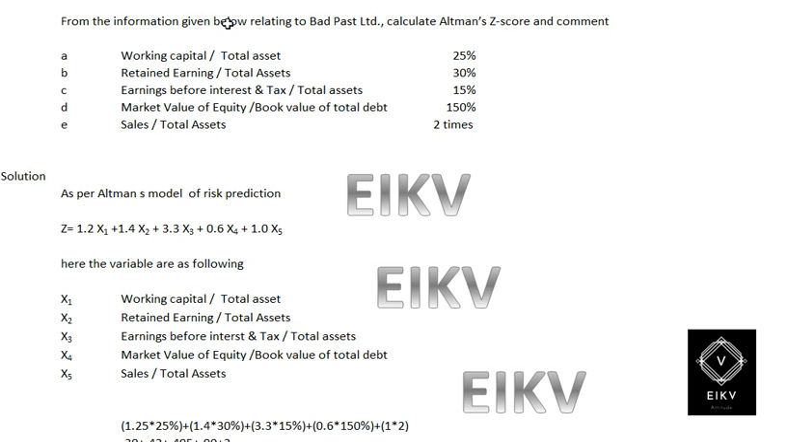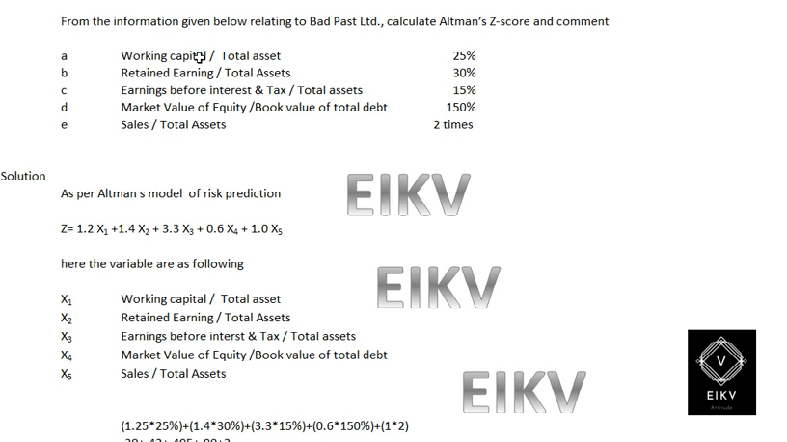So in this illustration, Badpass company, we have been given the details of Badpass company and they have asked us to calculate Altman's Z-score. Altman's Z-score method is a risk prediction method. It is calculated using some ratios. Some ratios will be given and we need to put those ratios into a formula, compute the final answer, and check that answer against a table, and then we'll get the result. So that is Altman's Z-score method.